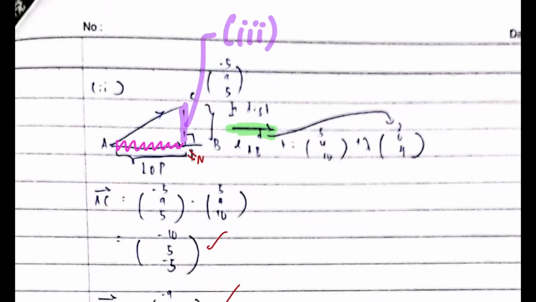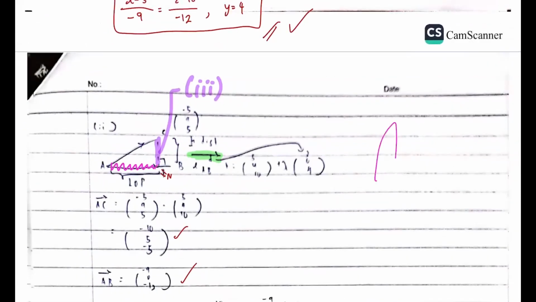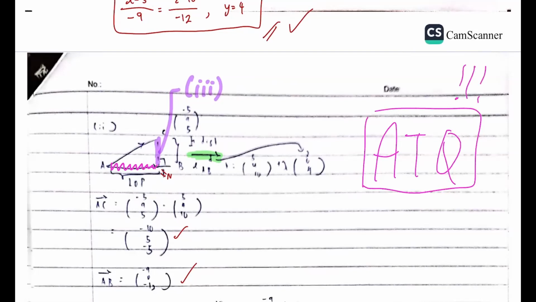Well done in finding the foot, but you forgot to answer the question, perpendicular distance. You forgot to answer the last part, find the length of this vector CN. You work so hard to find the vector ON already, then you forget to answer the question. ATQ. Answer the question. Okay?